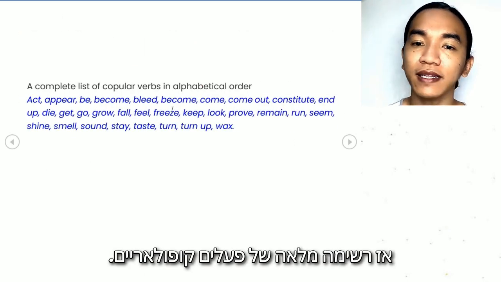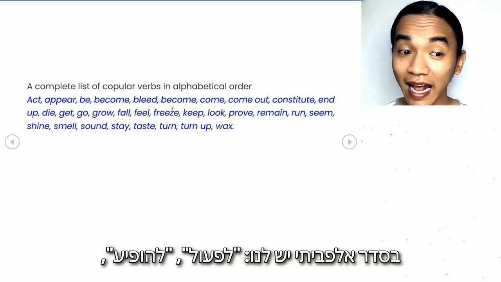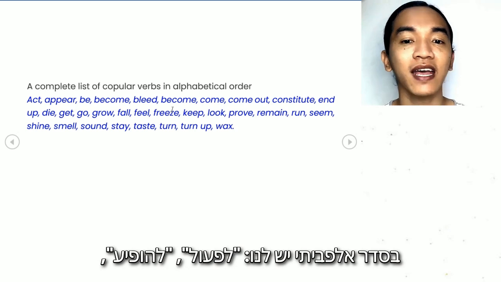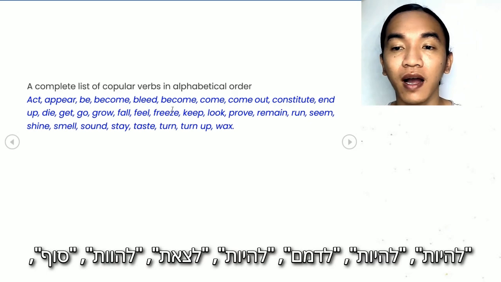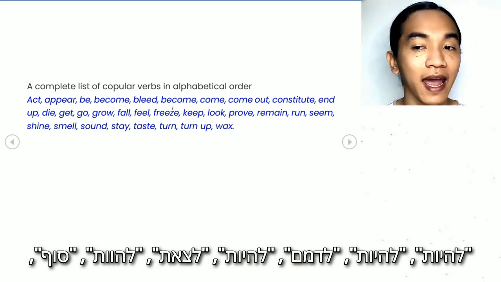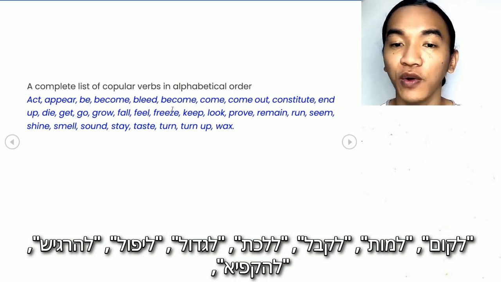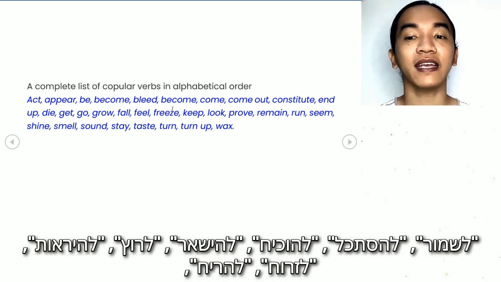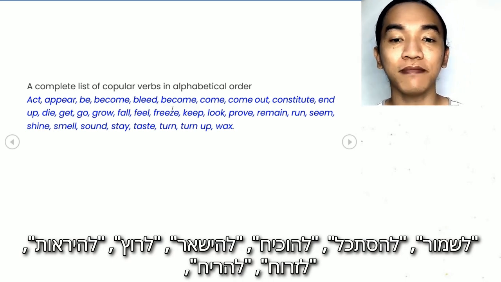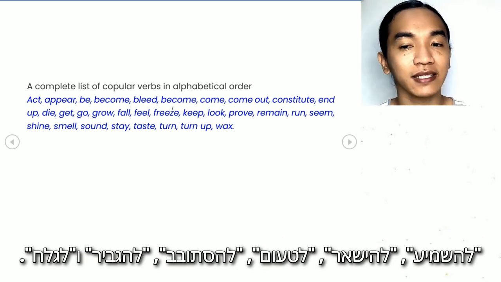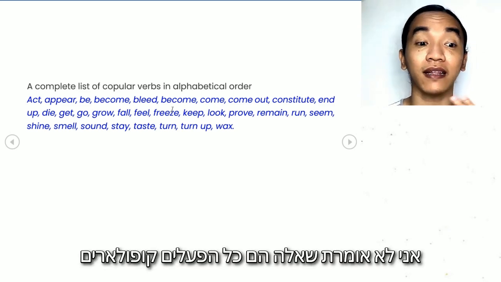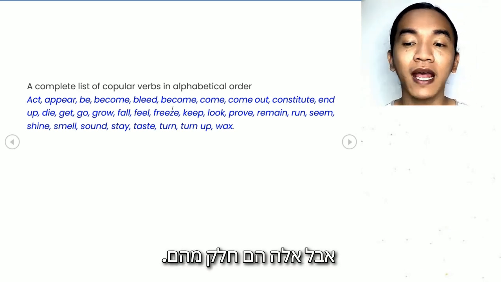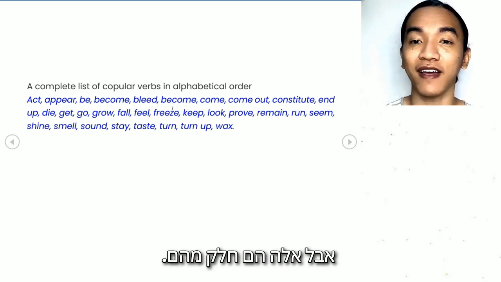So, a complete list of copular verbs, okay, in alphabetical order. We have act, appear, be, become, bleed, come out, constitute, end up, die, get, go, grow, fall, feel, freeze, keep, look, prove, remain, run, seem, shine, smell, sound, stay, taste, turn up, and wax. So these are just some examples. I'm not saying that these are all copular verbs, but these are some of them.